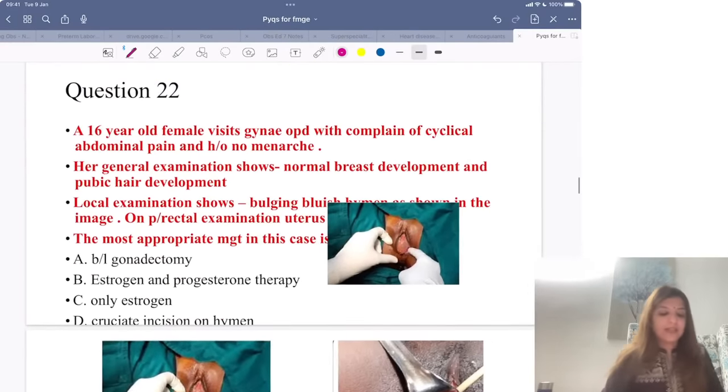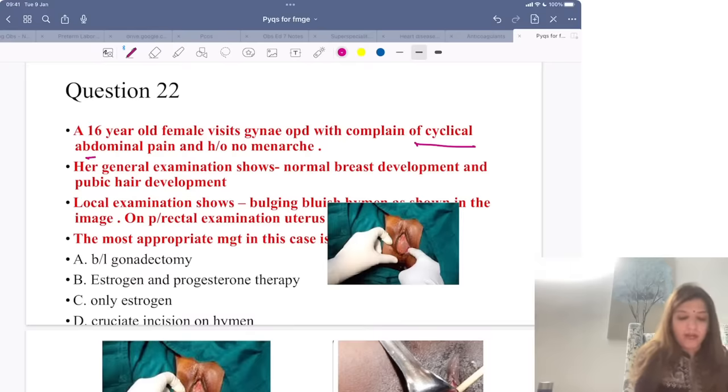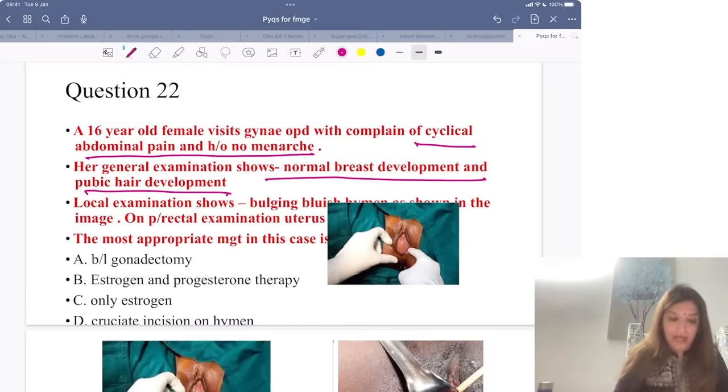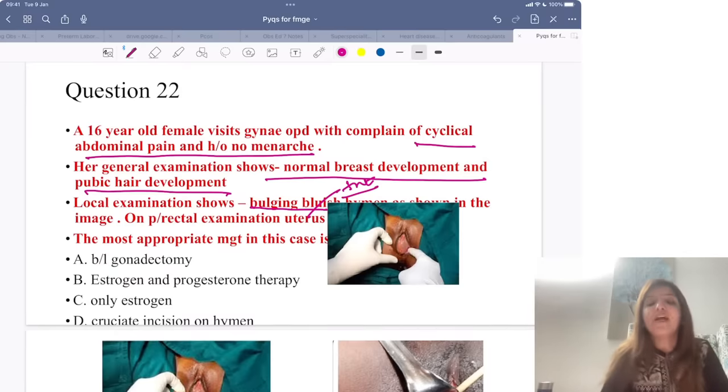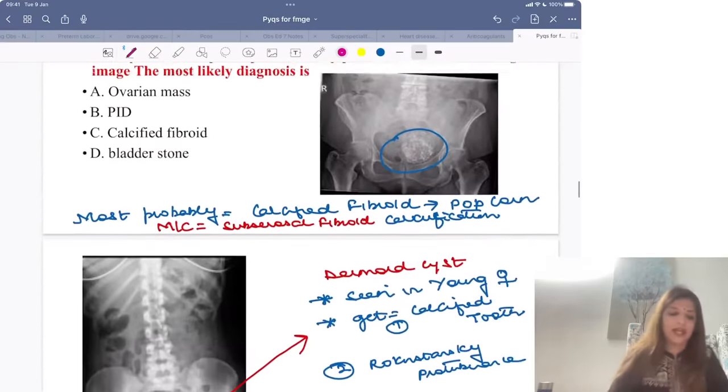Next question. A 16-year-old female visits gynae OPD with complaint of cyclical pain in abdomen and no menarche. On examination, breast development is normal, pubic hair is normal. Local examination shows bulging bluish hymen. And on per rectal examination, uterus is present. So, jaise hi question ye kahe ki patient cyclical pain in abdomen ke saath aaya hai and there is a bulging bluish hymen, that means we are dealing with imperforate hymen and management of imperforate hymen is you have to give a cruciate incision on the hymen.